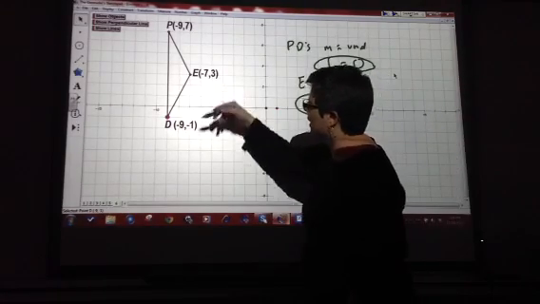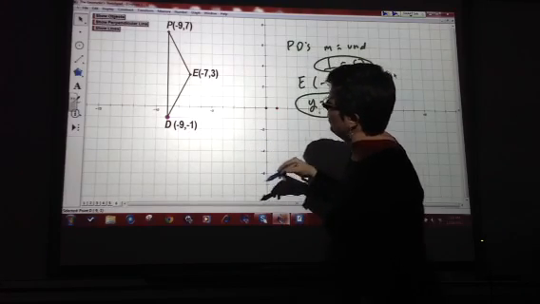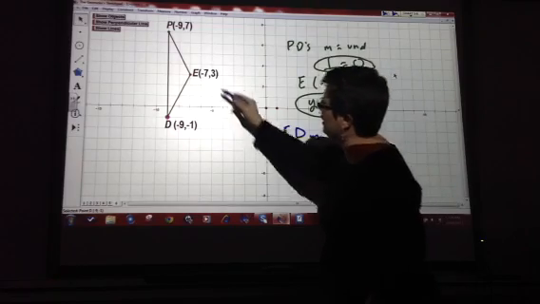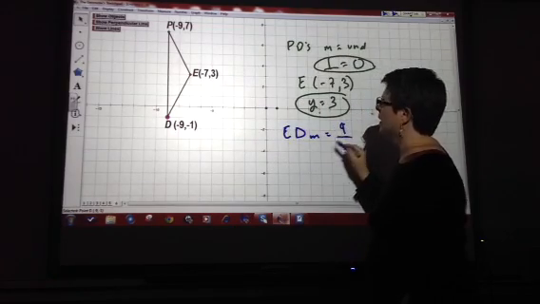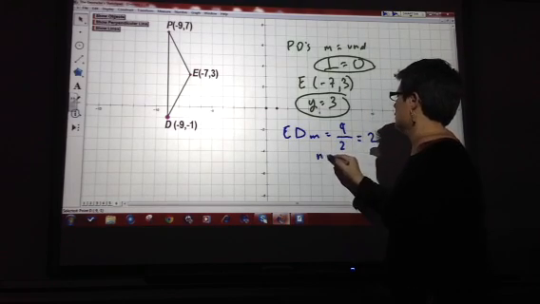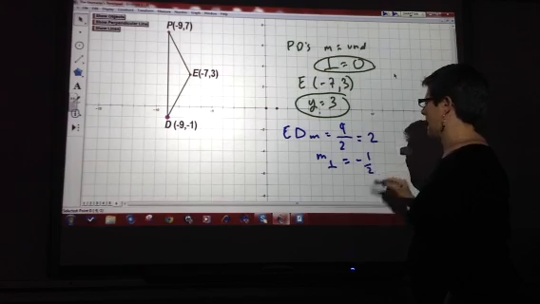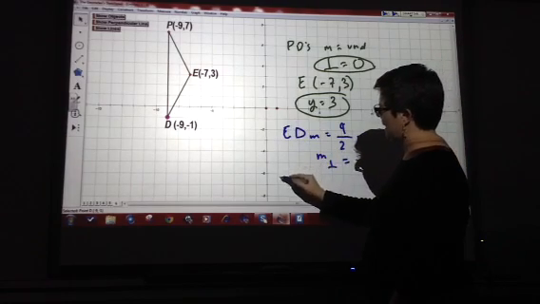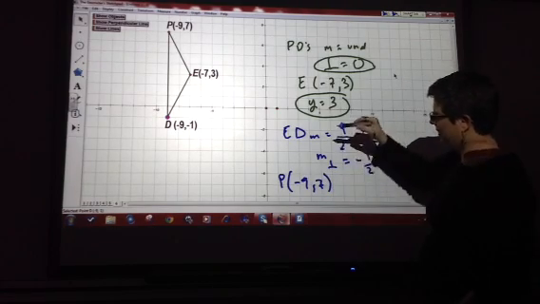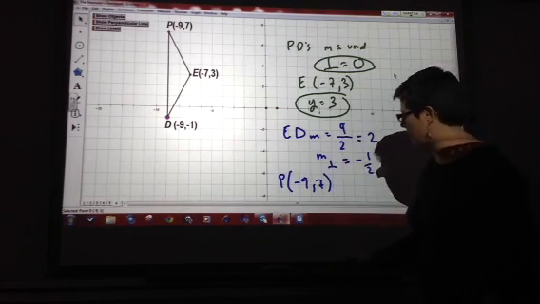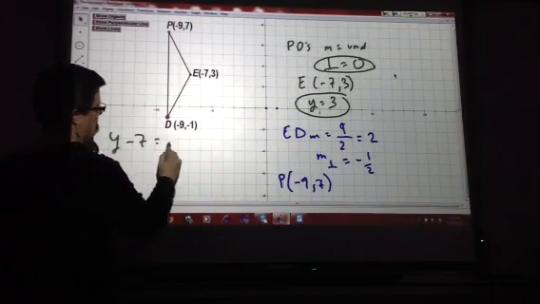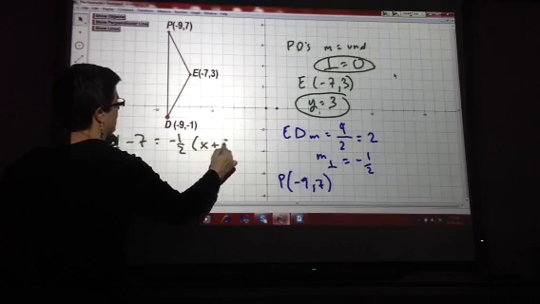Now we have to think of one other altitude's equation. So let's focus in on ED. ED's slope is, I take 3 minus minus 1 is 4, divided by minus 7 minus minus 9 is 2, so that's 2. So the slope of the perpendicular is a negative 1/2. And if I'm working with ED, then I need point P to be the point for my point slope form. Therefore, I have this y minus 7 is equal to negative 1/2 times x plus 9.